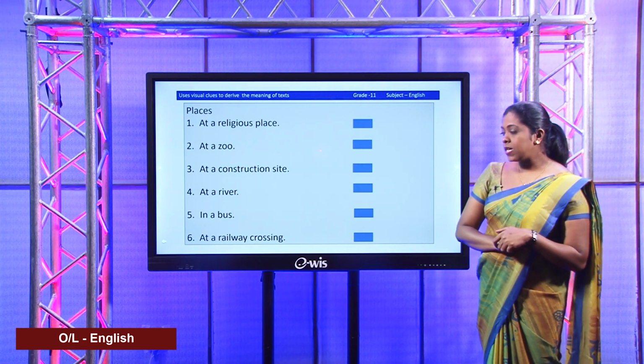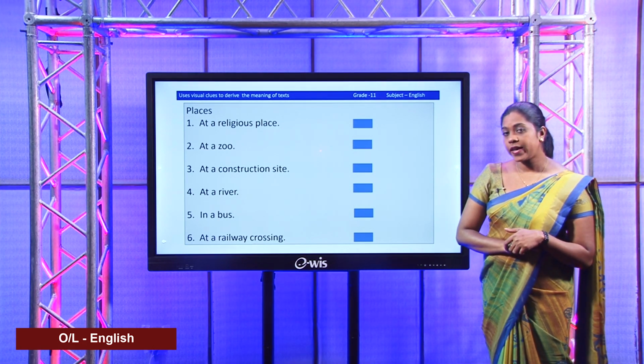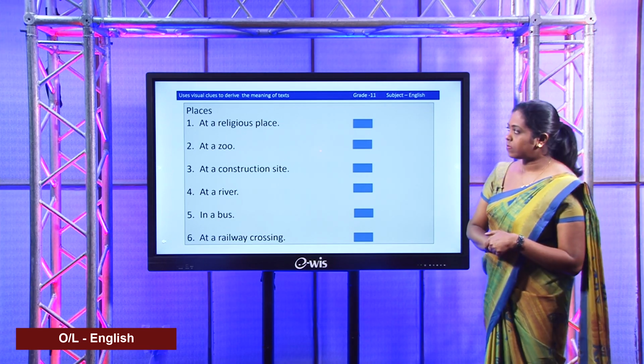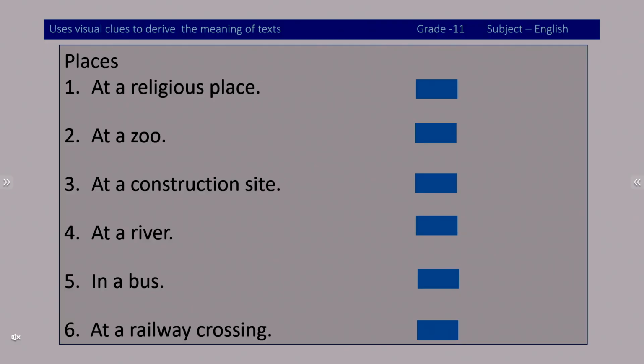We had 6 images there from A to F, and there are 6 places here: a religious place, zoo, construction site, a river, bus, railway crossing. See whether you can write the correct letter in these boxes, matching the images with these places. I don't think it's a difficult task.